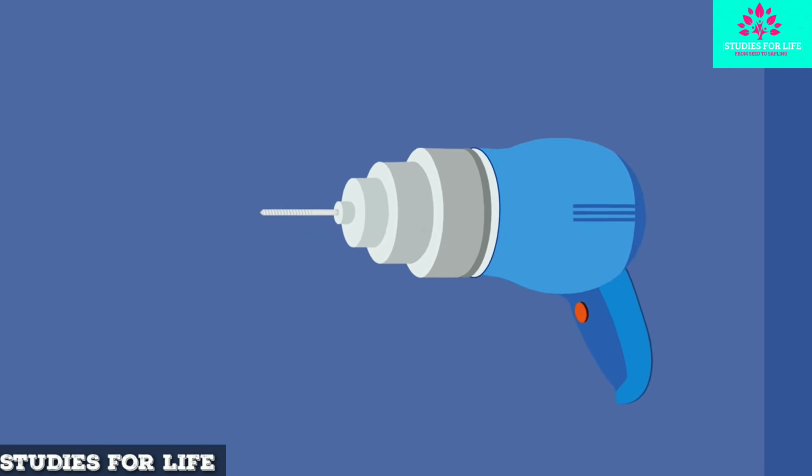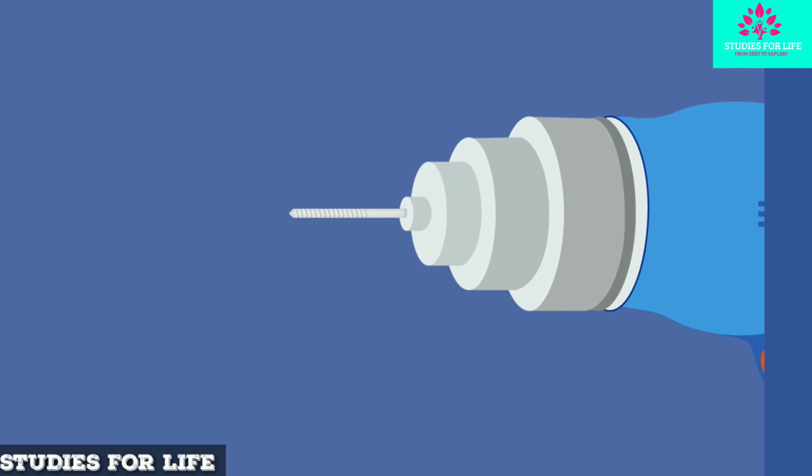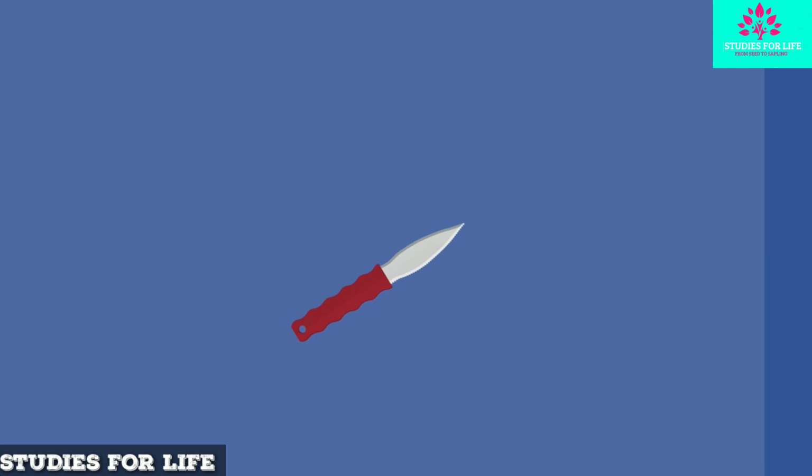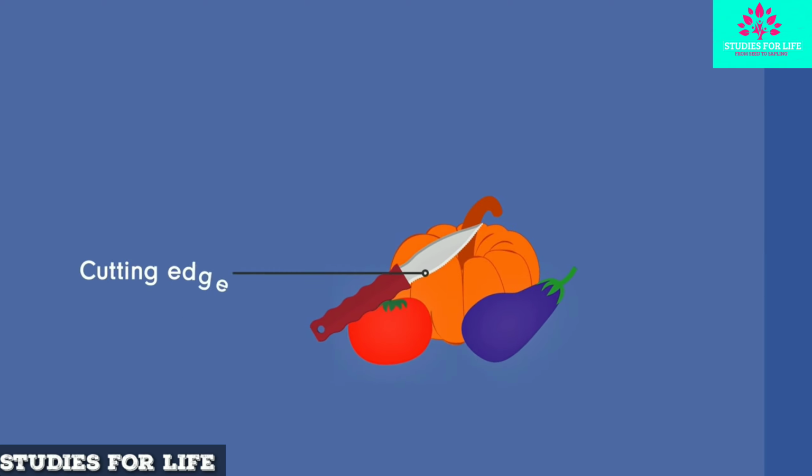You can even use drill machines to drill a hole into the wall. You see that it has a pointed tip for the same reason. You can easily cut vegetables using the cutting edge of the knife. But if you use the blunt edge of the knife, it will be difficult to penetrate it in.